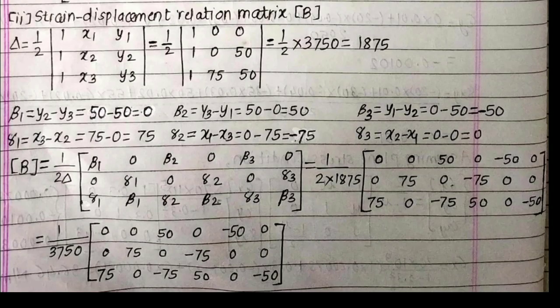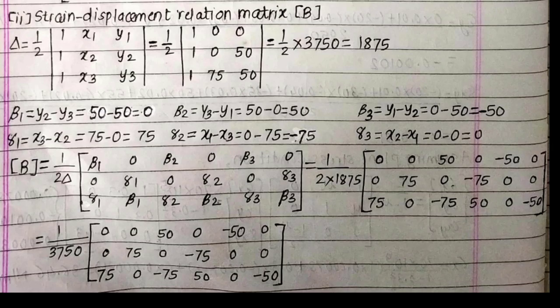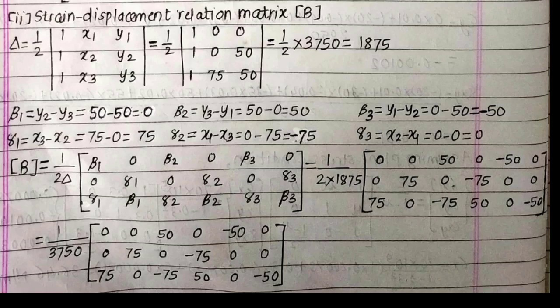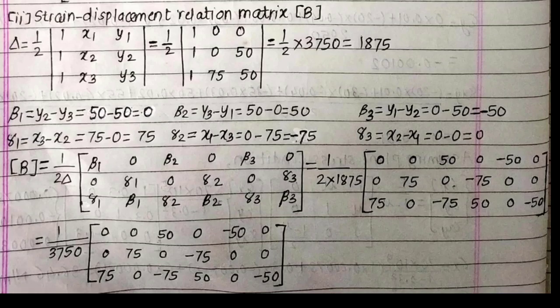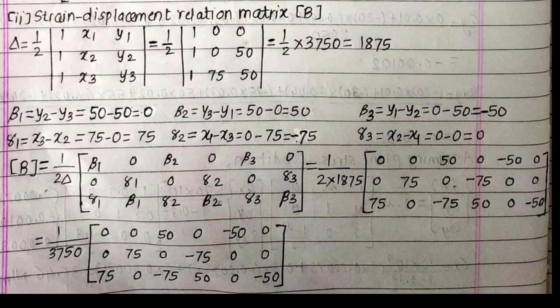Now the next thing which I will calculate is the strain displacement relationship matrix, that is B. So for that, initially I need to calculate the area delta. Delta is given by 1 by 2 into the determinant of [1 x1 y1; 1 x2 y2; 1 x3 y3], which is equal to 1 by 2 into the determinant of [1 0 0; 1 0 50; 1 75 50]. I will get its determinant to be equal to 3750. So I will get the area equal to 1875.